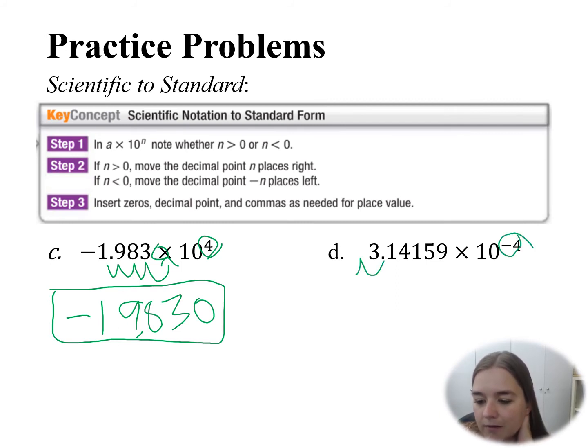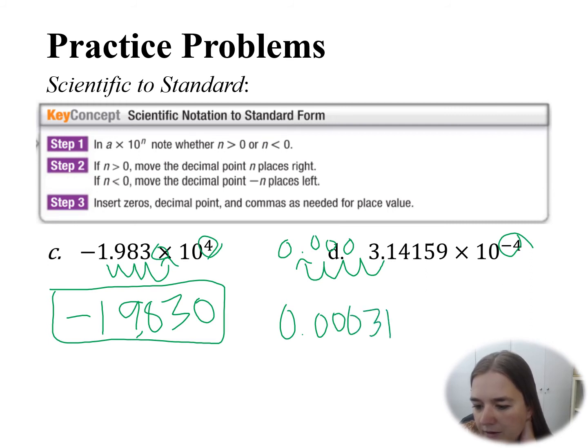For this one here, my n value is negative, so my decimal is going to move the opposite direction. I'm going to move 1, 2, 3, 4 spaces, and I'm going to fill in my zeros. I want a leading 0, and then I'm going to put a 0 in each space. 1, 2, 3, and I'm ready to go. So my final answer is 0.123314159.